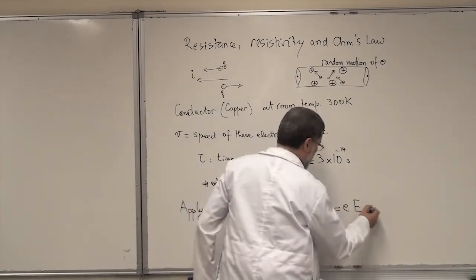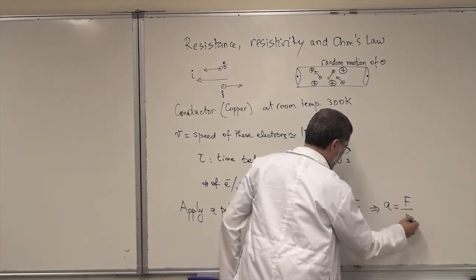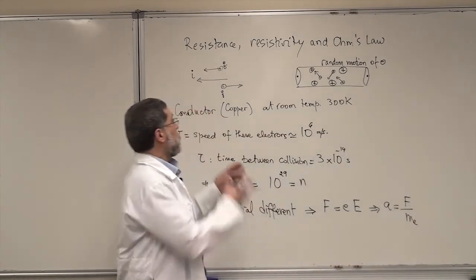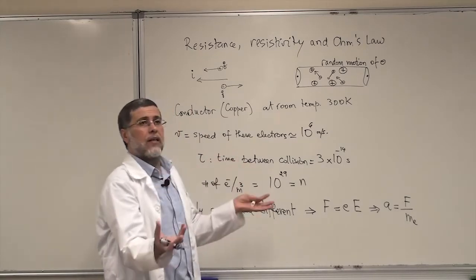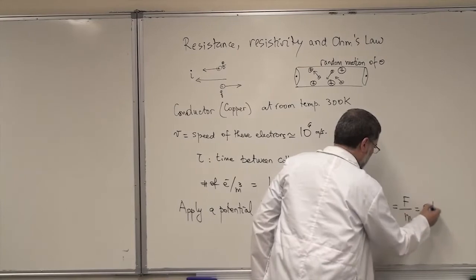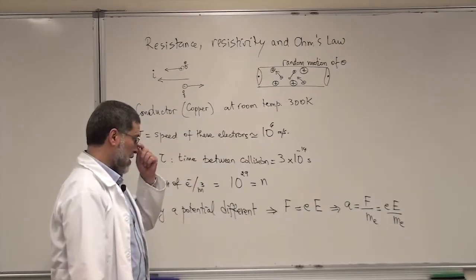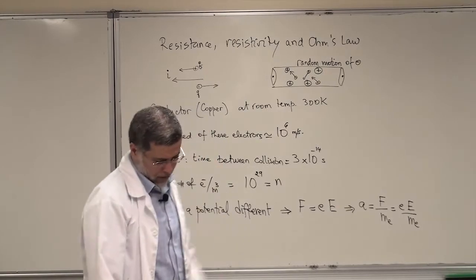There will be an acceleration, they will accelerate, of course, which is F over the mass of the electron. That's the acceleration. They will accelerate. How do they accelerate? They will accelerate against the electric field, of course, and this is, of course, eE over m_e. That's the acceleration of these electrons, okay?